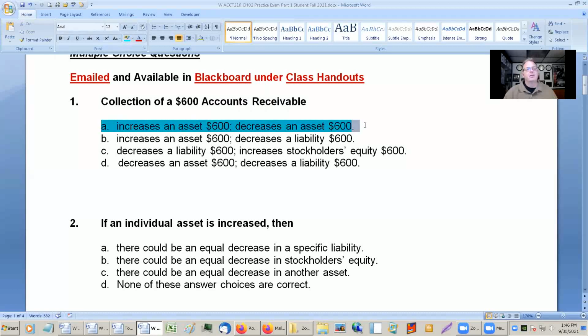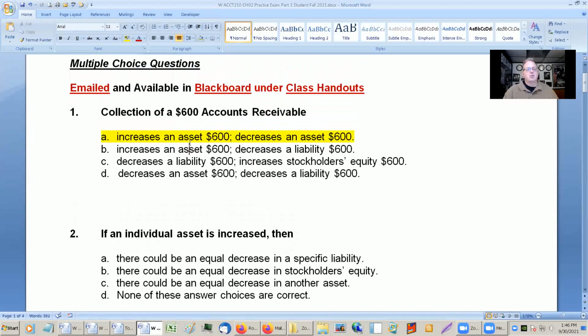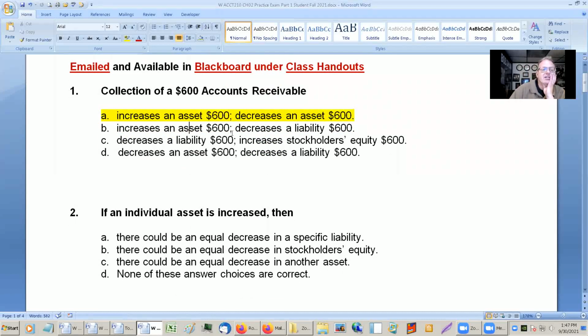Let me change that. Is there a way we can see our results? Yes. Well, it looks like there's still some more coming in. Is anyone still working on this? Okay. Looks like the first one got missed. So click accounts receivable: cash goes up, accounts receivable goes down. It's an asset and an asset.